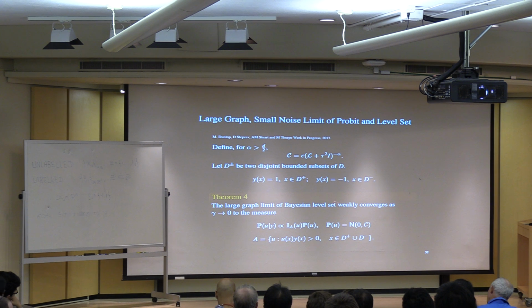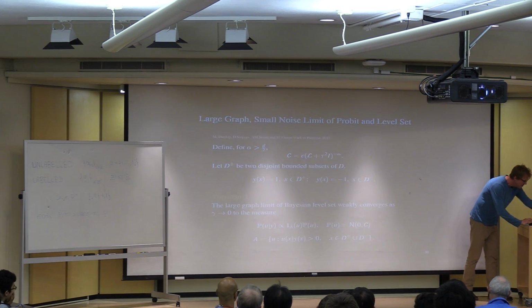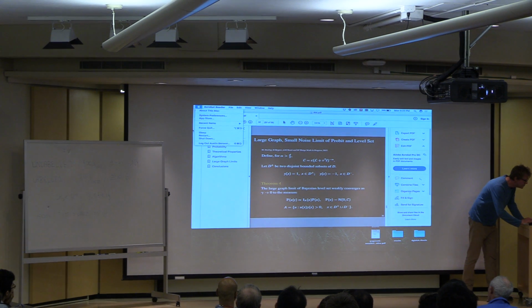And so we can define a large graph limit of both level set and probit methods, which is the clean unifying problem I described to you earlier, but here in a continuum setting. So here we have a Gaussian process with this covariance, and that posterior distribution is that Gaussian process conditioned so that the sign of u agrees with the sign of the label data. I'm just going to finish by showing you a simulation of that process, and then I'll take questions.